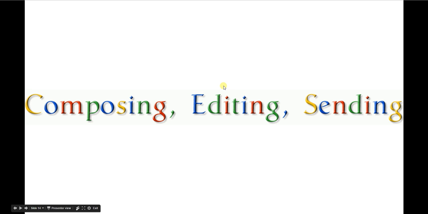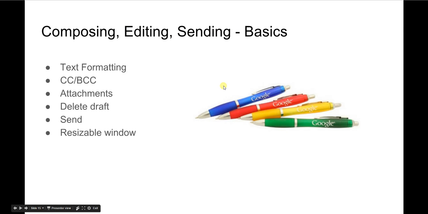In this portion of the video here, we're going to talk about real basic things, things that you should probably be familiar with from use of different email services in the past, but if you've never used email before or the like, we're going to go ahead and cover them anyway. Things like basic text formatting, carbon copies and blind carbon copies, how to use attachments, managing your drafts, deleting the ones that you wouldn't like to send, for instance, simply sending an email, and then also resizing that composition window to your liking. So let's go ahead and switch back over to Gmail here.